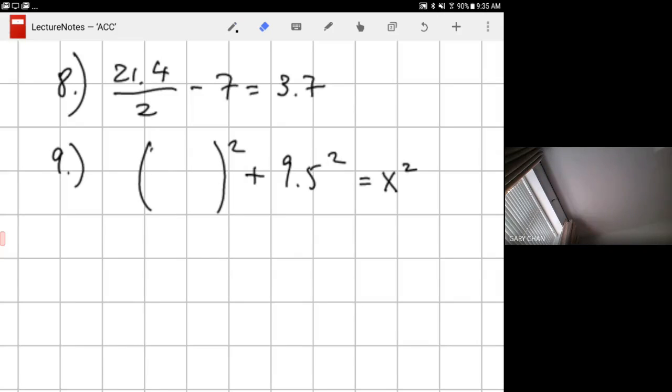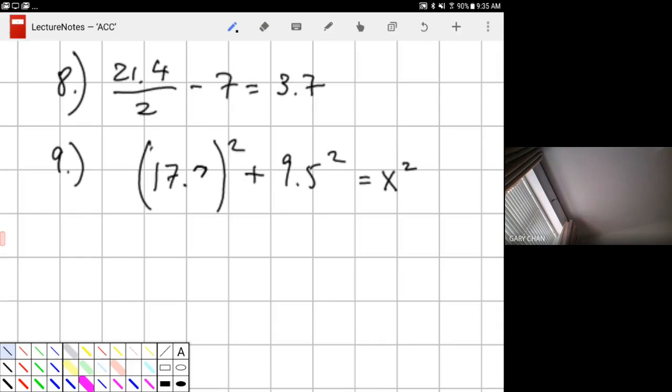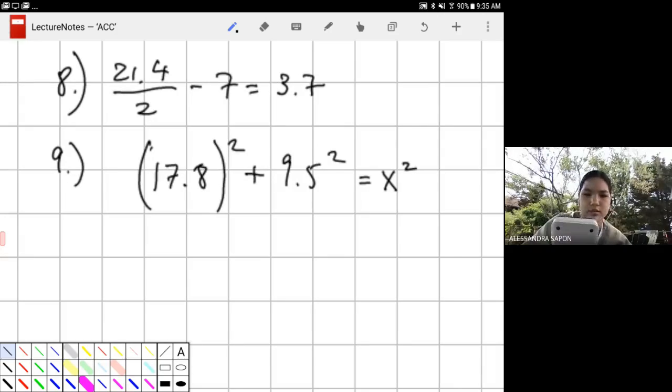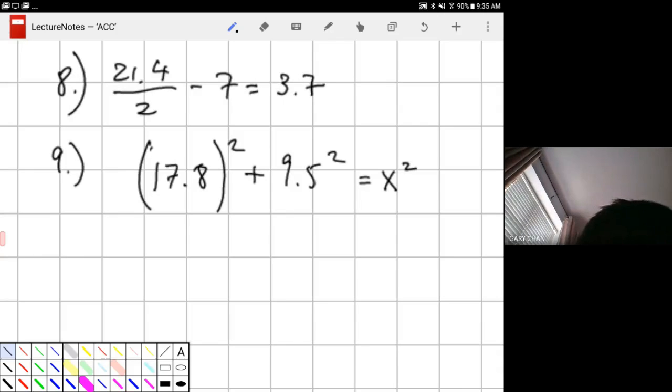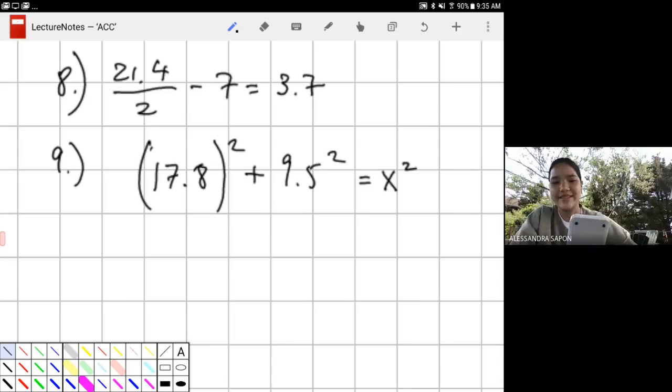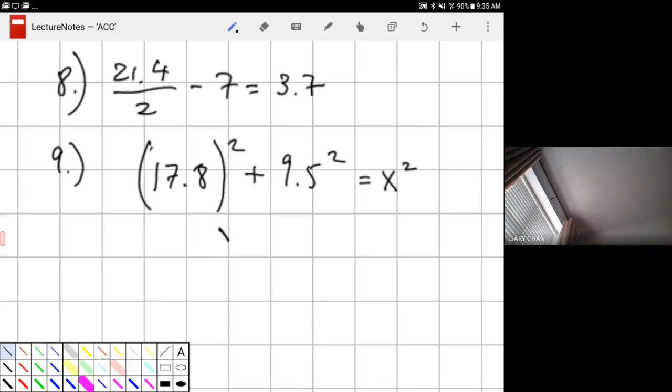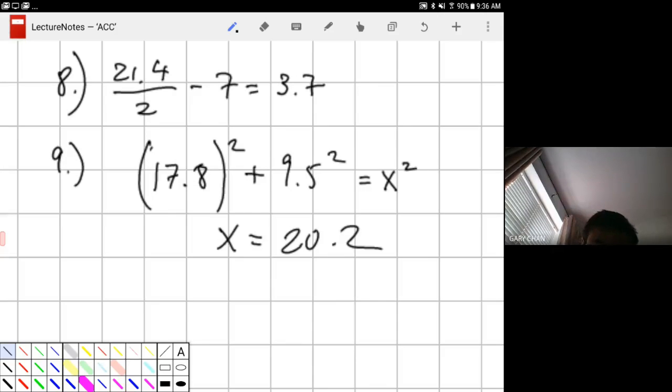So it should be 17.8 squared plus 9.5 squared equal to x squared. And if we solve the problem this way, what will we end up with? I got 20.2. Rounded to 20.2. All right, that's fine. Thank you. So x turns out to be 20.2. Let's move on to the next one.